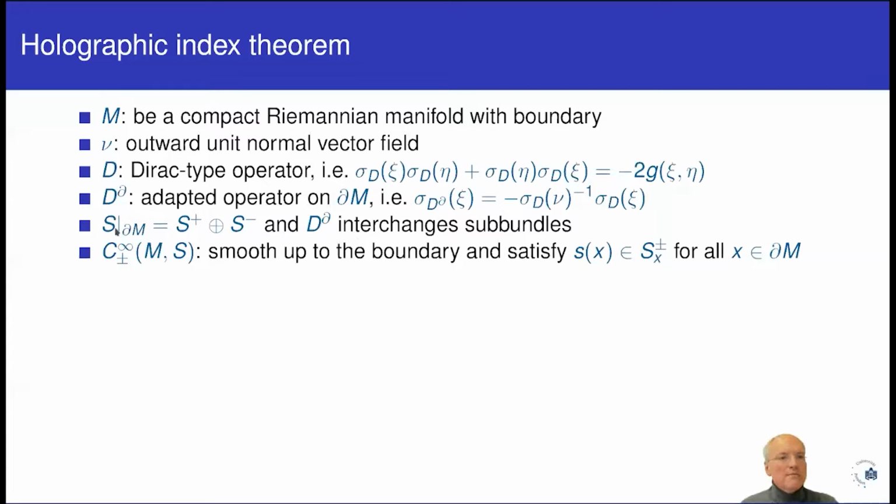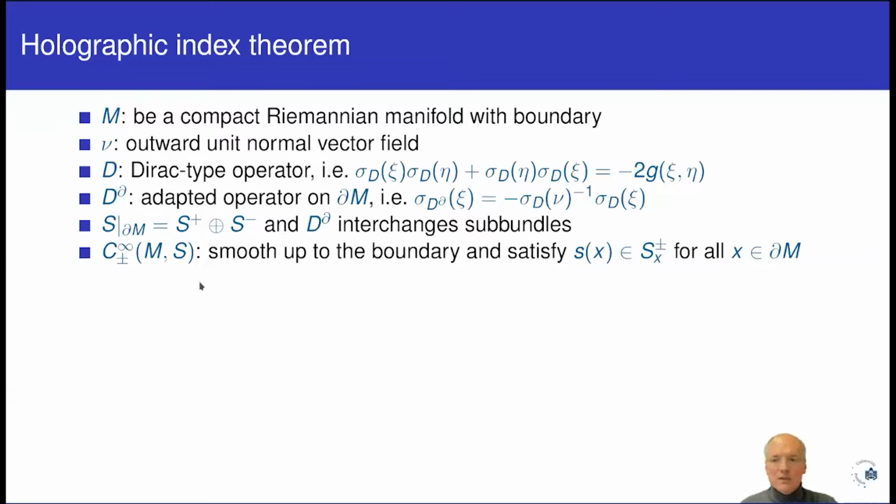Furthermore, I assume that my bundle on which the operator acts, when I restrict it to the boundary, decomposes into two subbundles, and that my boundary operator interchanges them. That's an assumption that I make. And the space that I'm now considering is the space of smooth sections up to the boundary which satisfy, again, the condition that along the boundary, I'm either always in S plus or always in S minus.